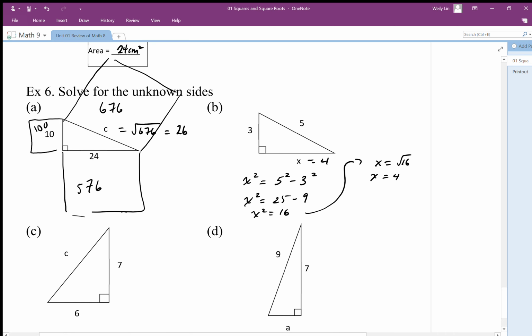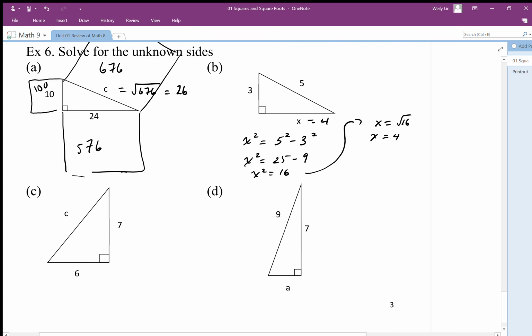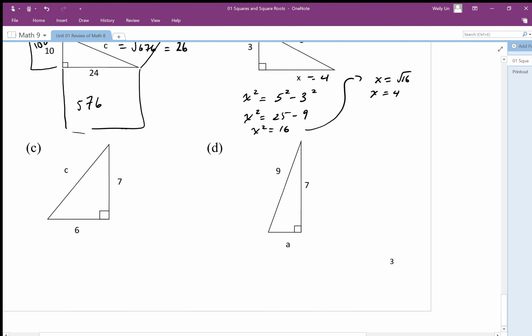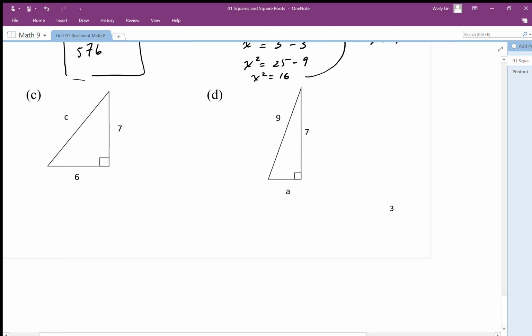Now these happen to be what we call a Pythagorean triple, so we end up with whole number side lengths. But most triangles don't have 3 lengths that are whole numbers. So let's do this one here. So this is going to be c squared is equal to a squared plus b squared. It doesn't matter which one's a and b.